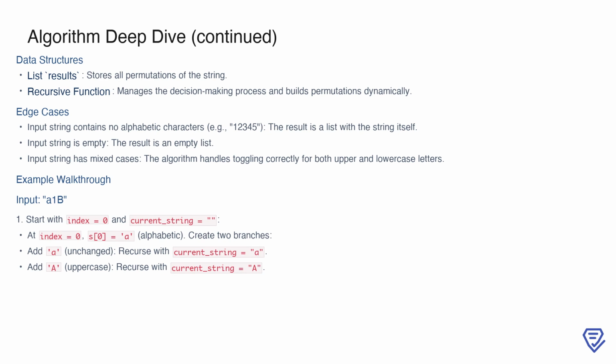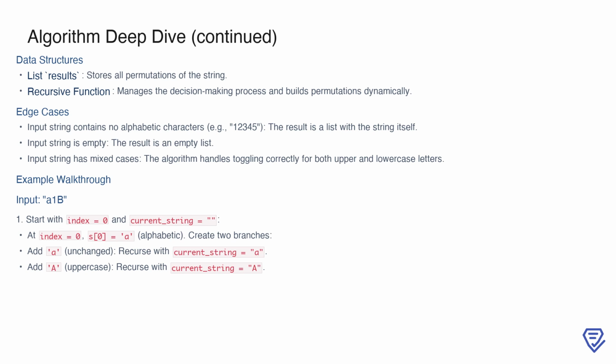To implement this algorithm efficiently, we rely on two main data structures. First, the results list is used to store all permutations of the string. Second, the recursive function handles the decision-making process, dynamically building permutations as it traverses the input string.